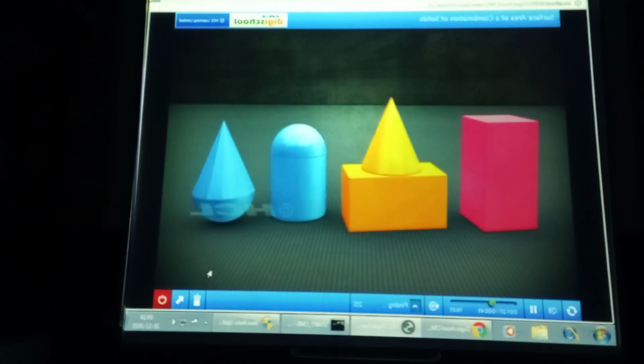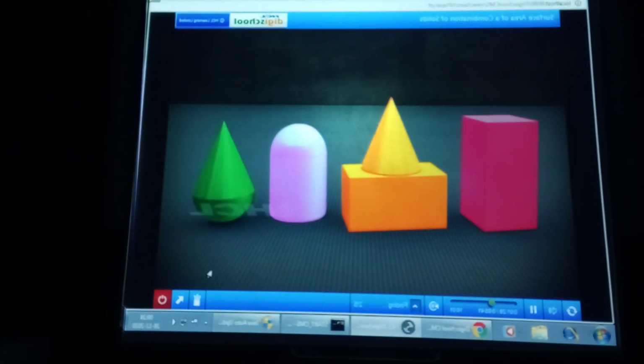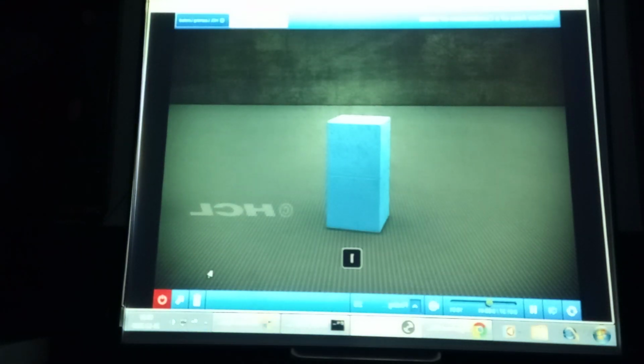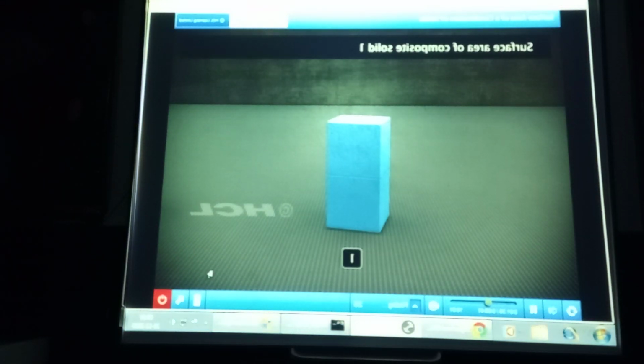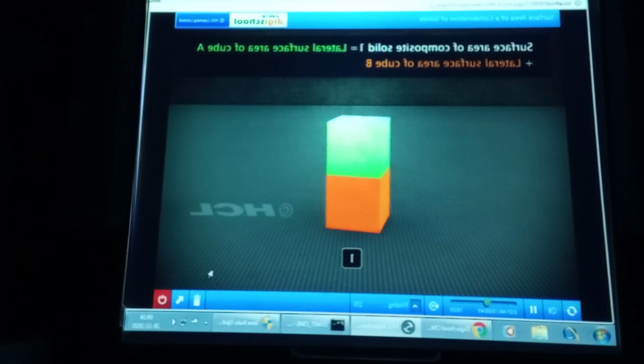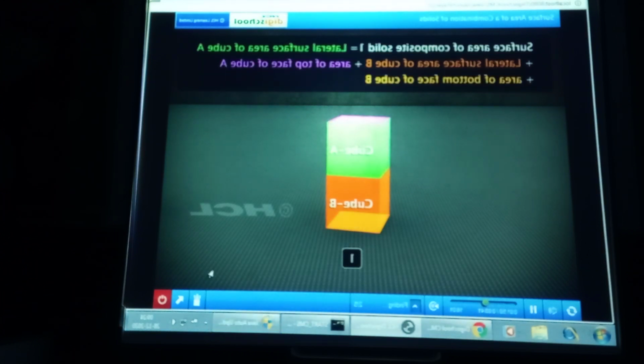We can find the surface area of each of the composite solid by adding the surface areas of the individual solids that are combined to form the composite solid. So, to find the total surface area of the first composite solid, we add the lateral surface areas of both cubes, say cube A and cube B, along with the area of the top face of cube A and the area of the bottom face of cube B. Thus, we can determine the total surface area of the entire solid.